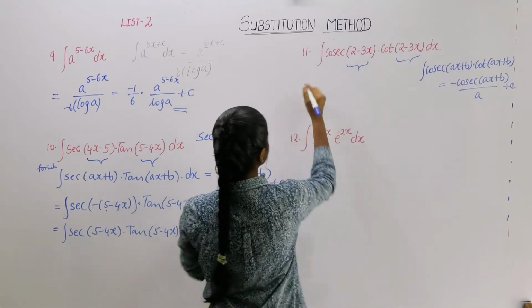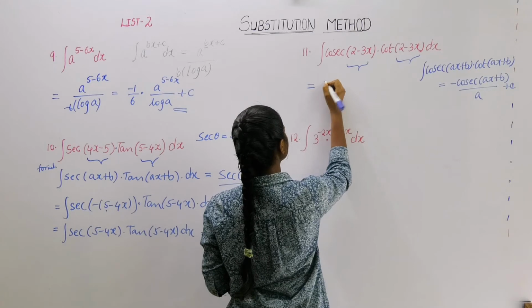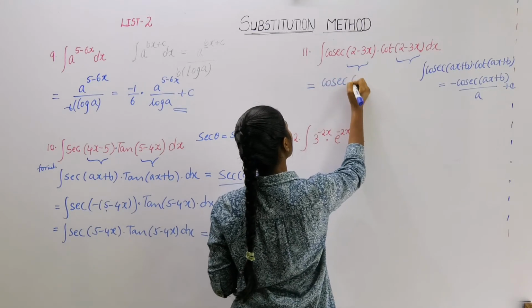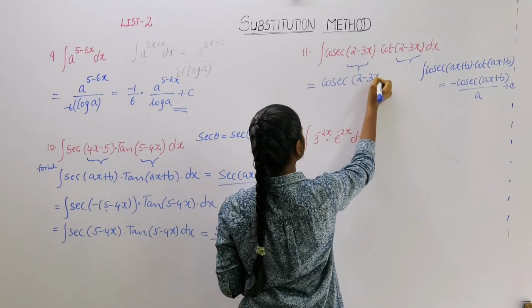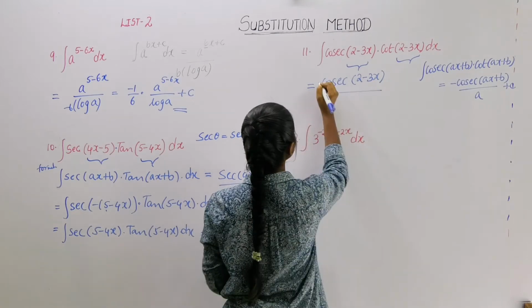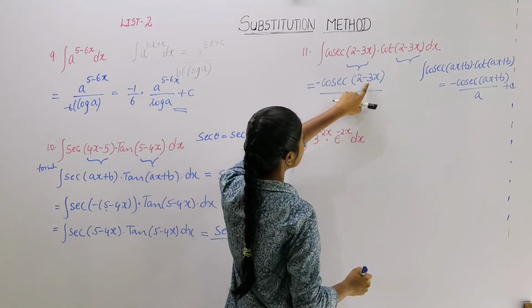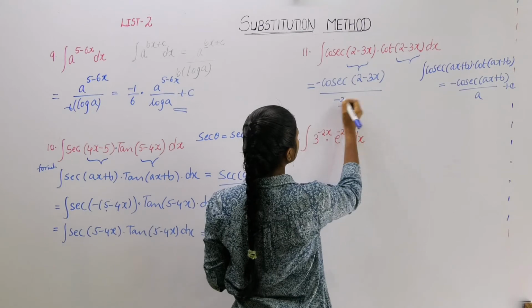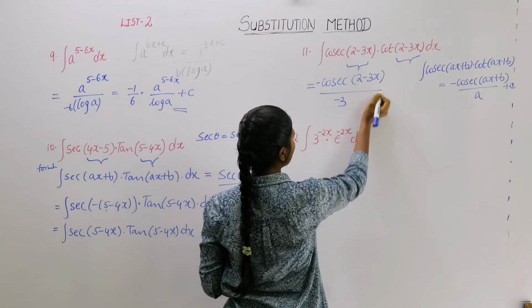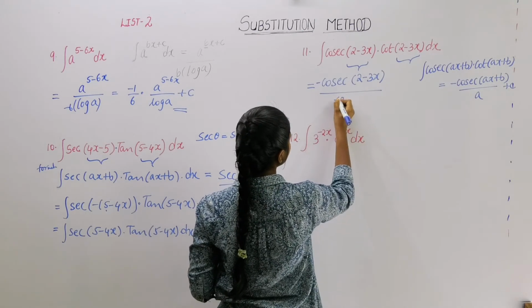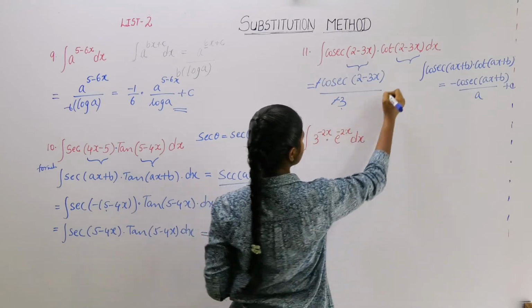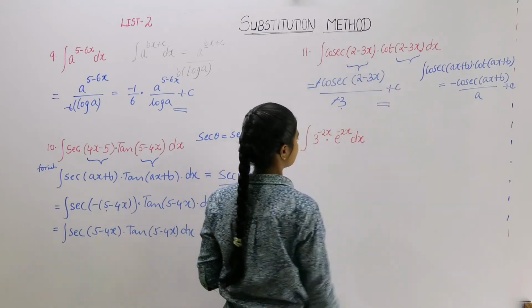Now when we substitute the formula here, we get minus cosecant of 2 minus 3x, in the denominator, what is the coefficient of x? It is minus 3. Write it in the denominator. Now this minus and this minus gets cancelled. Plus c, this is the final answer.